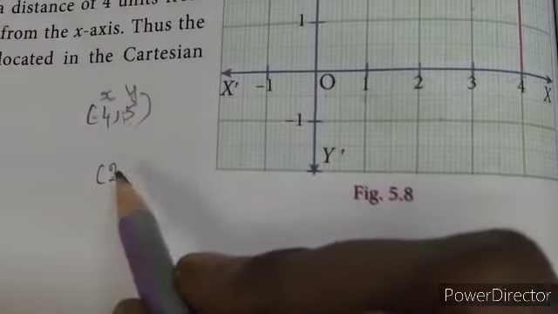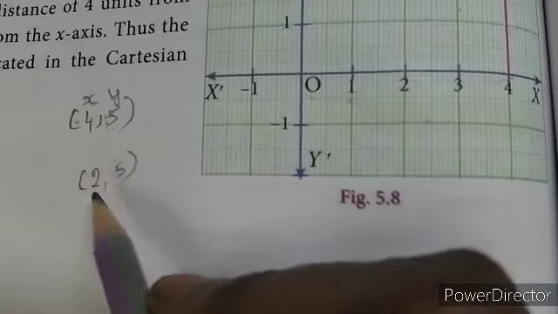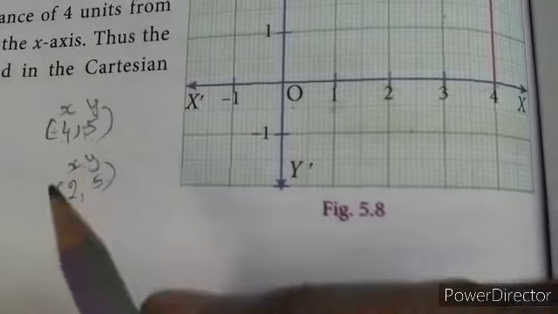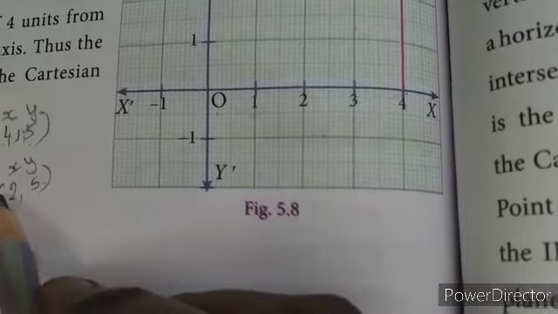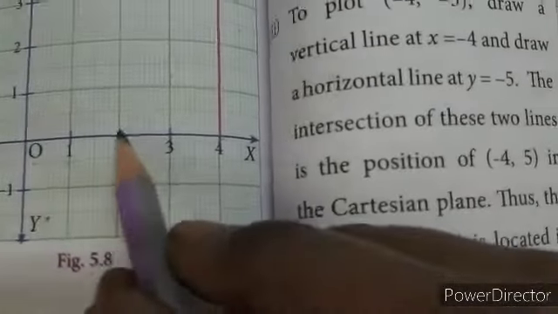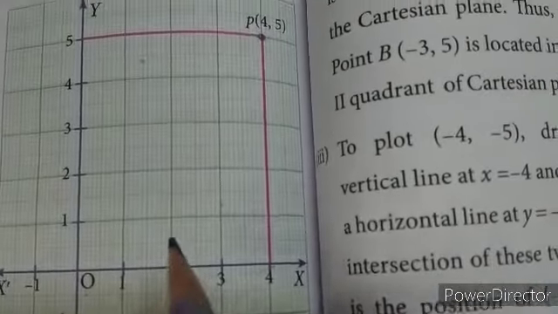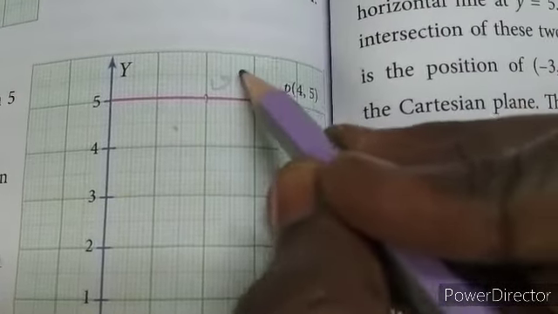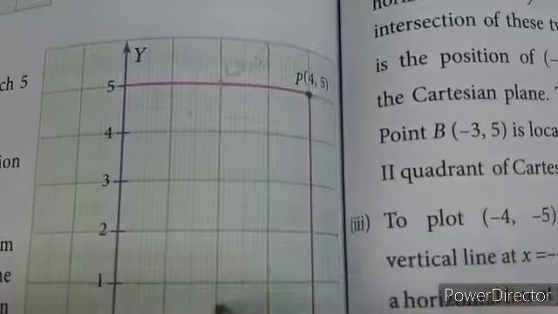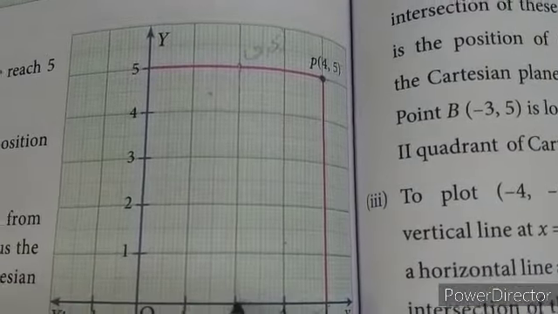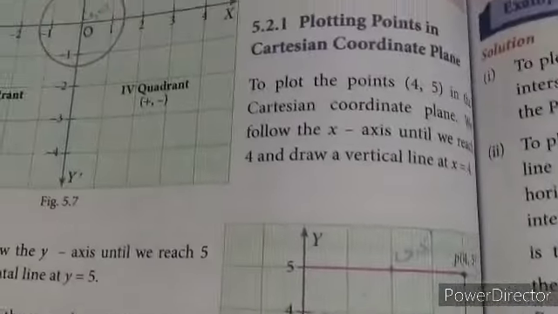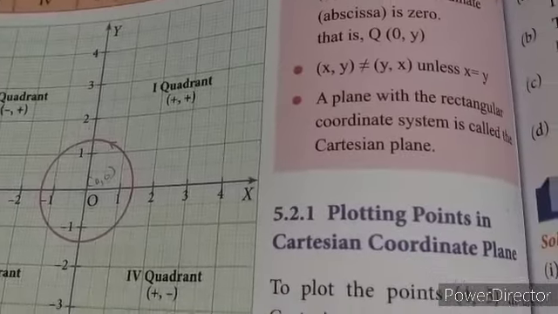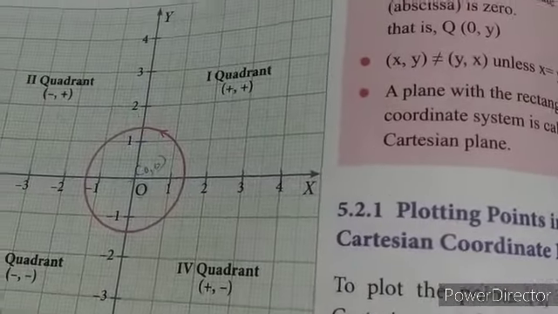Students, one more example I give as 2, 5. So in a pair x and y, 2 is positive and 5 is positive. So 2 and 5. Then you can join the line. Let's try the exercise sums in the graph note.